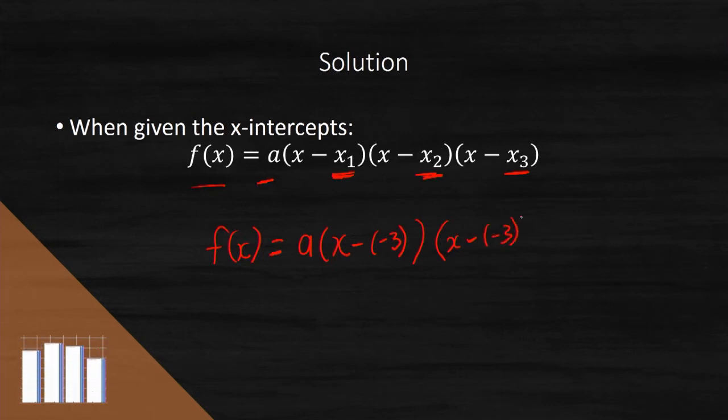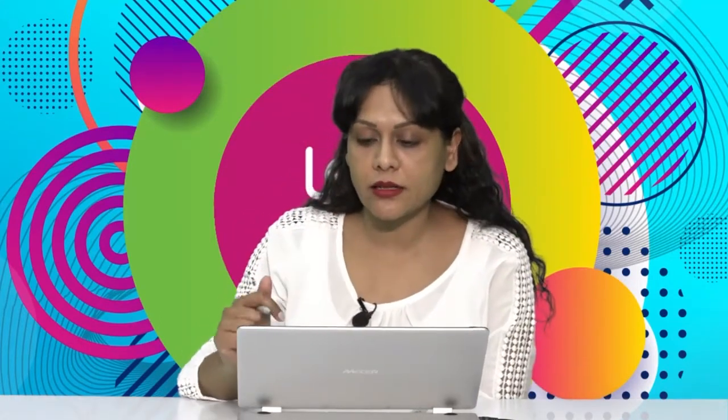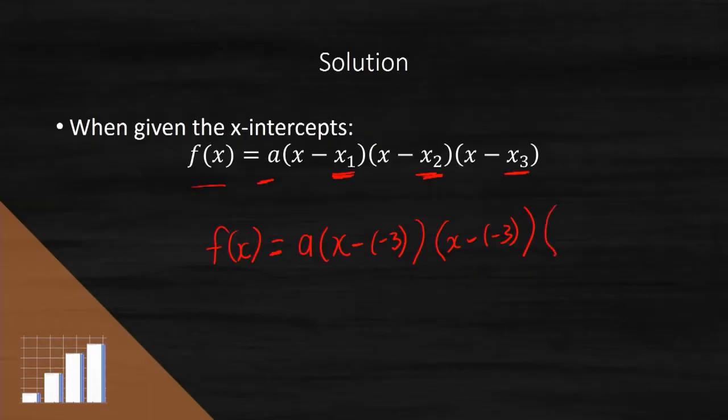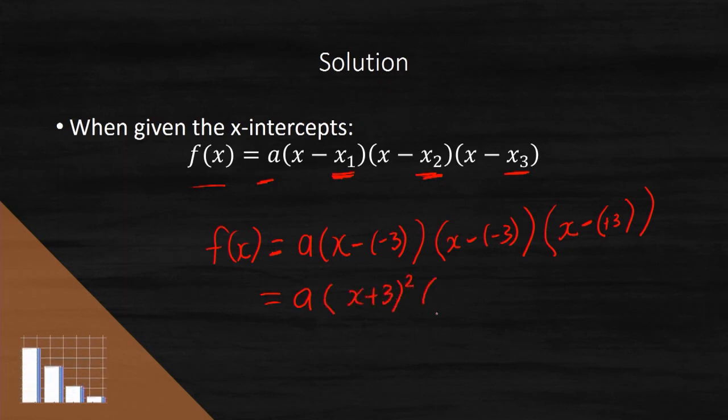Why am I repeating it? You will see that whenever you have an x-intercept that is also a turning point, that value occurs twice as an x-intercept. Okay, you can prove it for yourself by doing lots and lots of questions, but that is in fact what always happens. All right, and then we substitute the other x-intercept, which is x minus, it's positive 3, but we'll put it in brackets just to be consistent. All right, so we end up with a times x plus 3 squared times x minus 3.